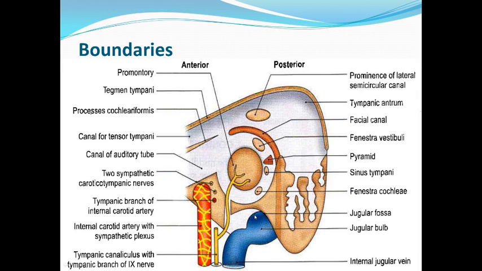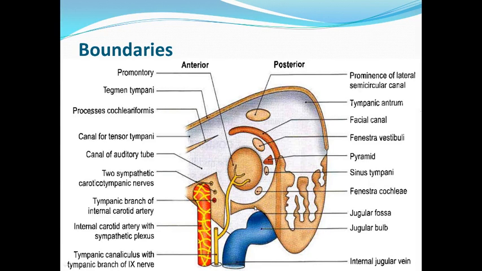Okay, so this jugular bulb is separated from the middle ear cavity with the help of the floor of the tympanic cavity, and this floor is also called the jugular wall. That is why this floor is also called the jugular wall, and this plate of bone is a part of the temporal bone.